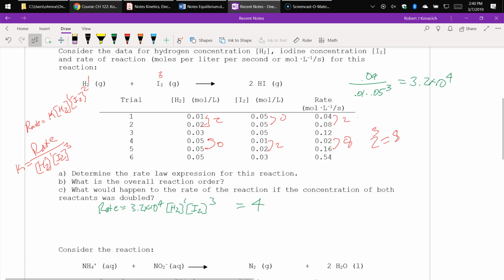So the next question is what happens if I double both? So then I just go 2 to the fourth. And so this will end up going 16 times faster. Does that make sense? What happened when we doubled hydrogen? The reaction doubled. And what happened when we doubled the iodide? It went up by 8. So if I doubled them both, I'd get 2 times 8. So it'd go 16 times faster.